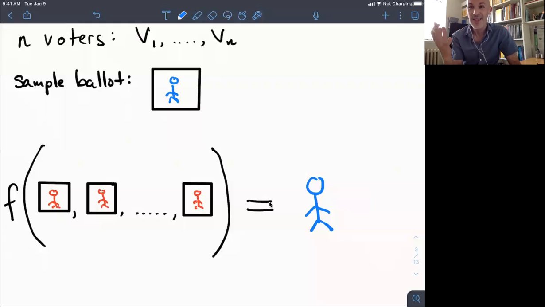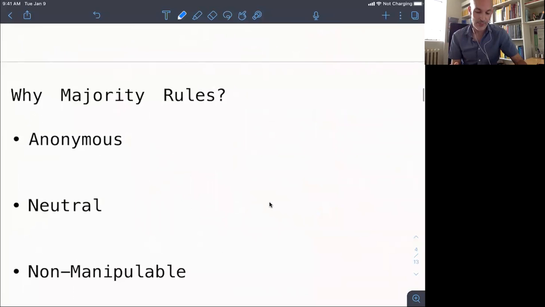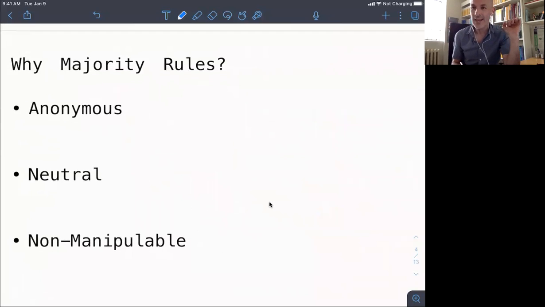The way that we're all thinking is, why not just use majority rules, right? So if we're voting between two people and we just want to choose whoever has the most votes, I guess there's two people. And so why majority rules? Why do you like it so much? Well, here's why you like it.